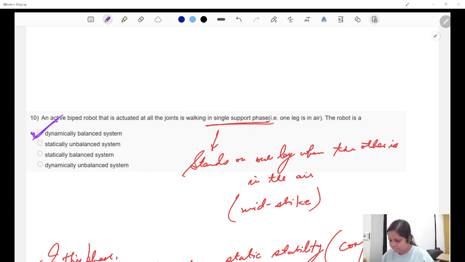Ma'am, can we generally say that active biped robots are dynamically balanced systems? Active biped robots, yes, you can say. Only the thing is that they're moving. They shouldn't be placed stationary. In general, they are dynamically balanced, but I assume you're talking about when they are moving. If they are just not doing anything, then it is also statically balanced.